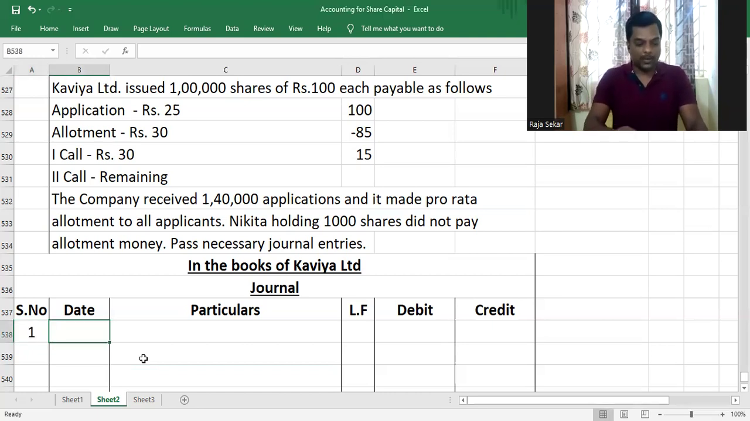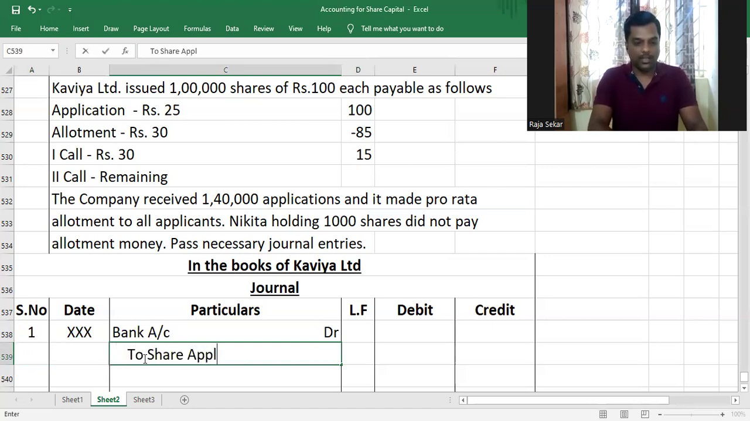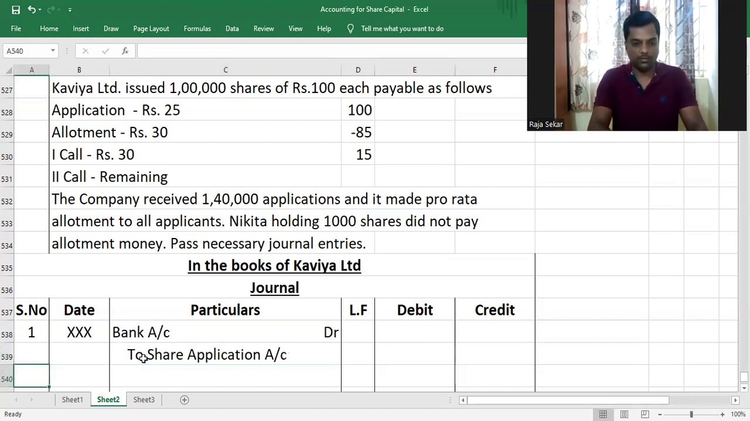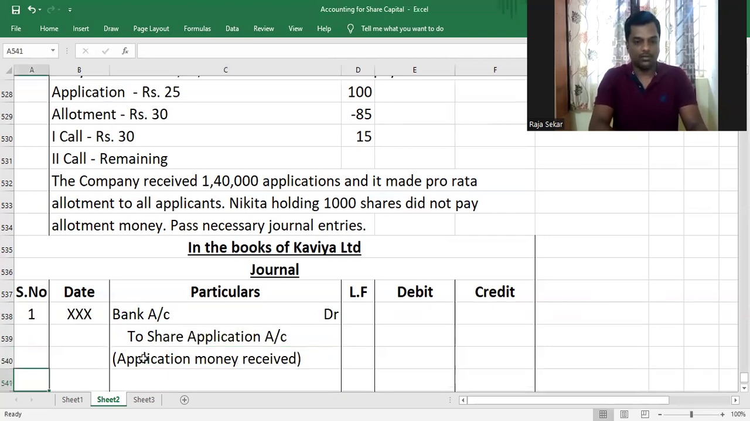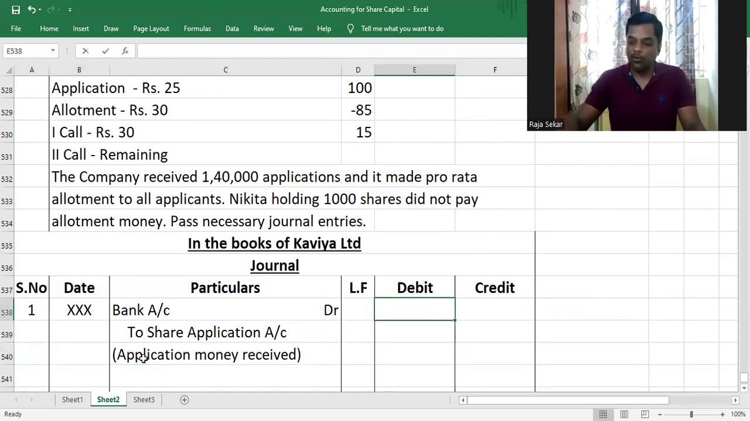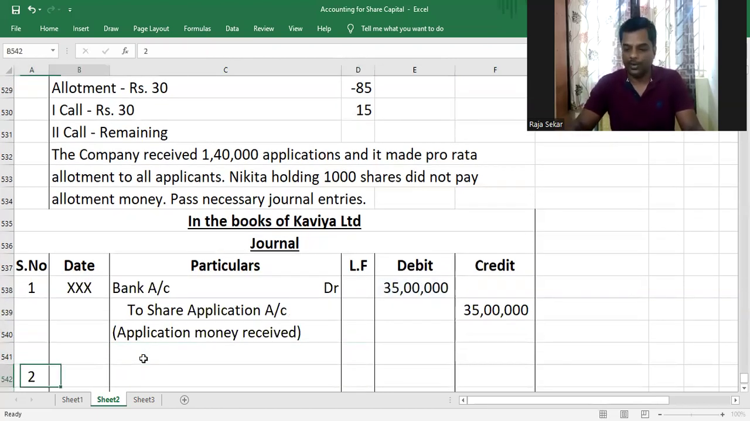The first journal entry is pretty straightforward and very well known by you, my dear children. We receive application money, and therefore the journal entry for that would be bank account debit to share application account, application money received. And the amount would be what, my dear children? It is the total number of applications multiplied by the application money per share, which is 1,40,000 into 25, which is 35 lakh rupees, my dear children.